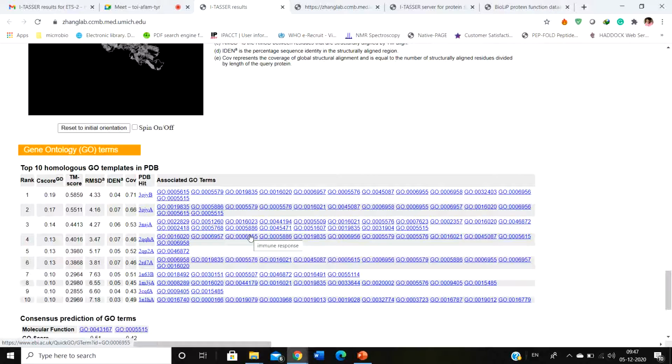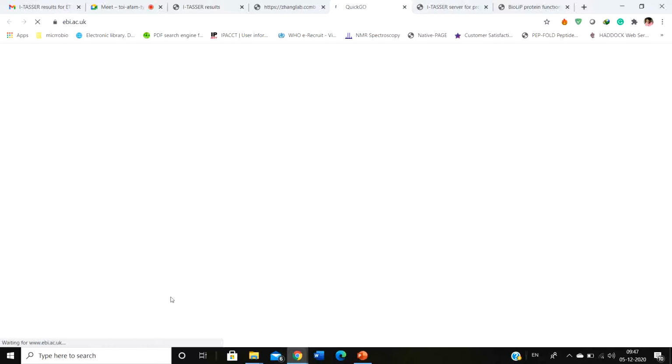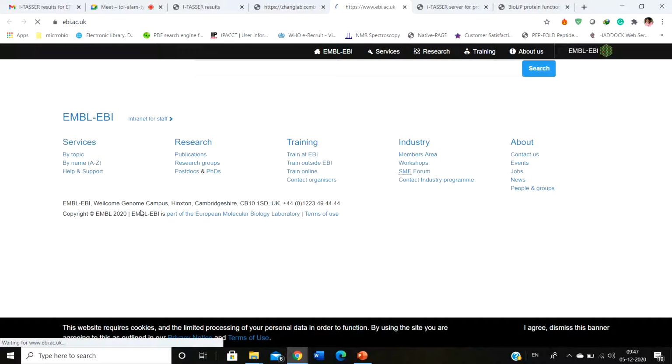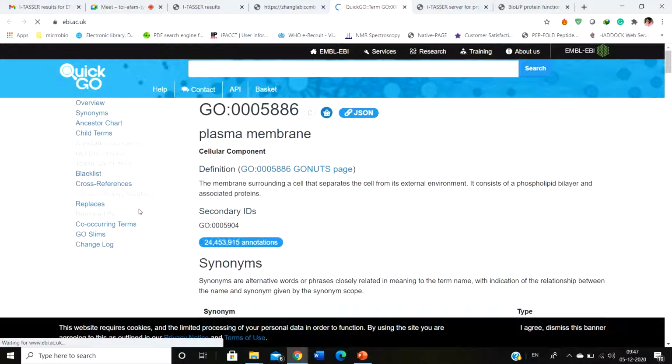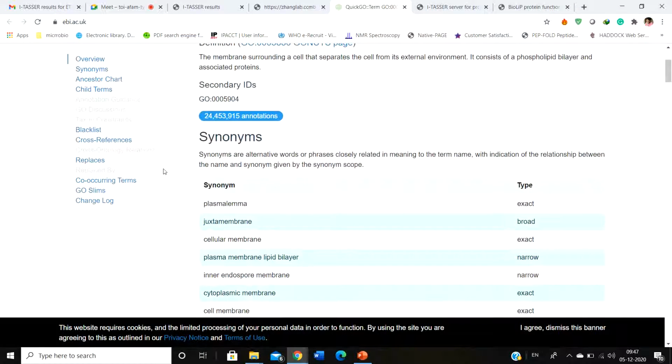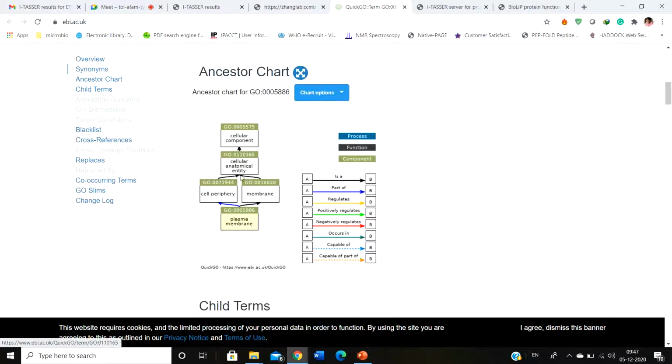And if you simply click on each of these residues, you can get to know about the different terms and what they are. For example, I have clicked on this particular thing, and it's going to refer you to a particular database. This QuickGO is a database of the gene ontology terms. It's going to give you a list of the various kinds of terms, what that particular term means, and what is its role. For example, the plasma membrane. This means the membrane surrounding the cell, and all the synonyms.